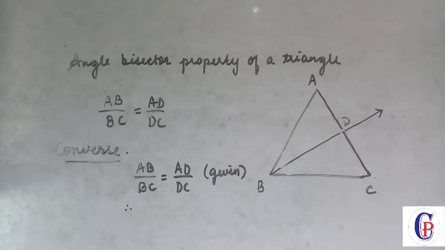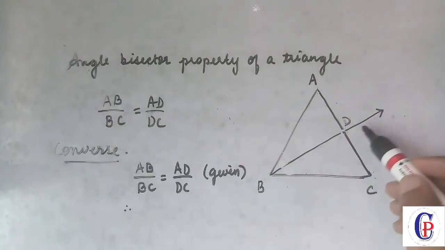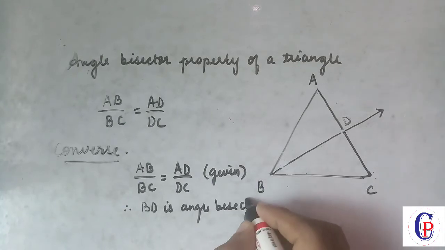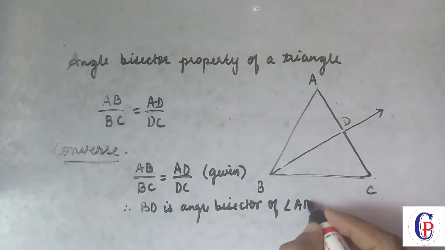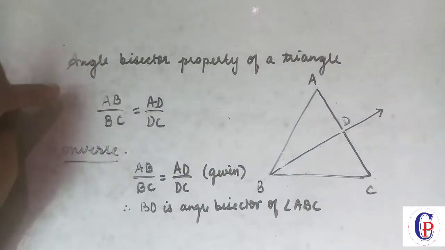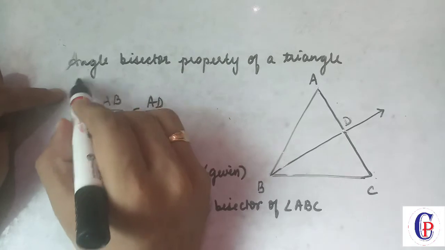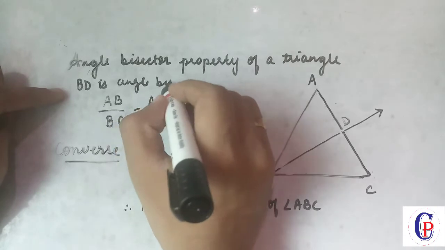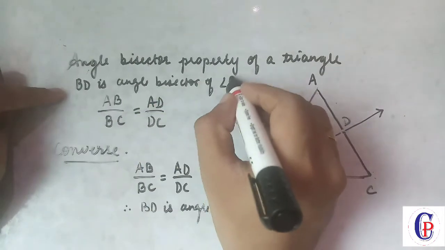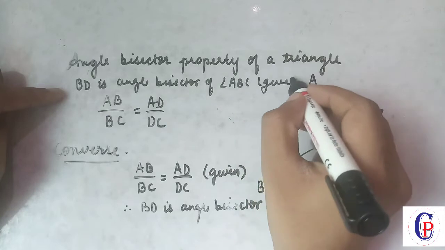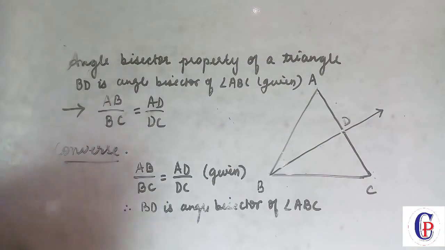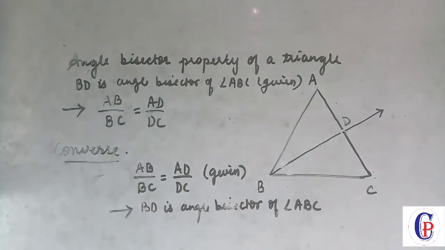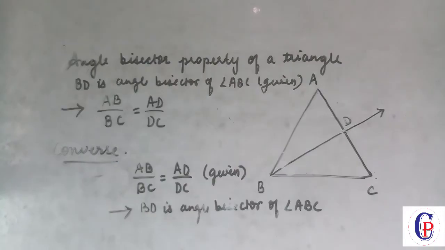And then our answer will be that BD is the angle bisector of angle ABC. If you see here in this part, BD is the angle bisector of angle ABC. This was given to us and this was our answer. Now here it is the converse. It means this is given to us and this is our answer.